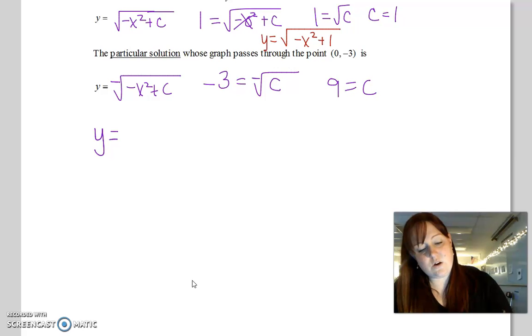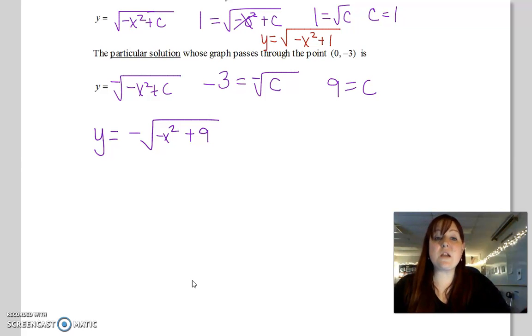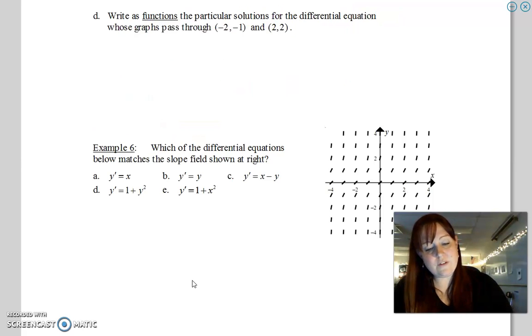Okay, so y equals negative the square root of negative x squared plus 9. So that's our particular solution, and that would be a semicircle with a radius of 3, and that's what we had graphed.